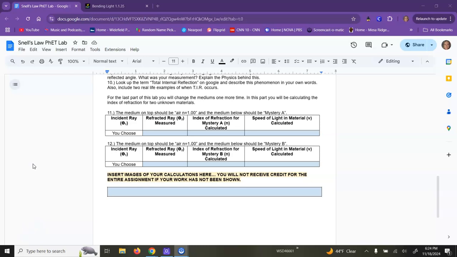Okay, Miss Davis said that someone wanted me to go over part 3 of the lab. So this is Snell's lab. I'm assuming that's what the lab is that we're discussing. So part 3 of Snell's lab.